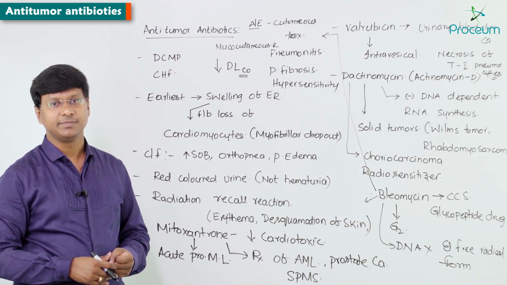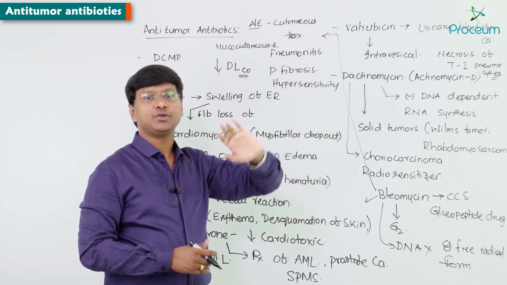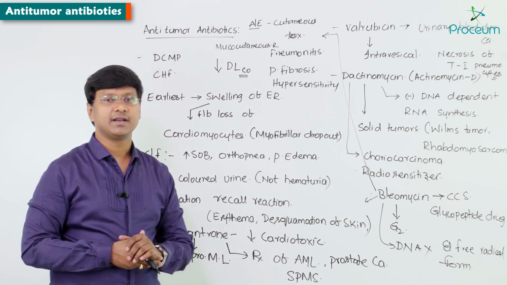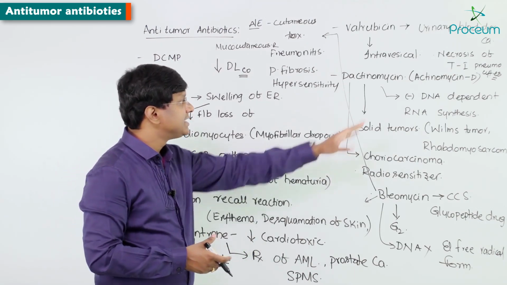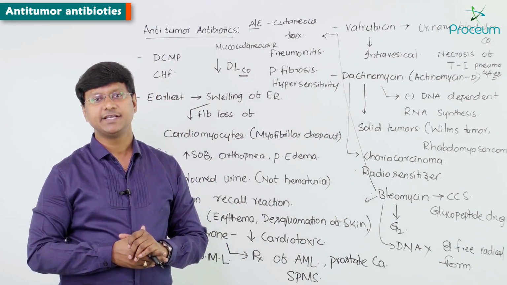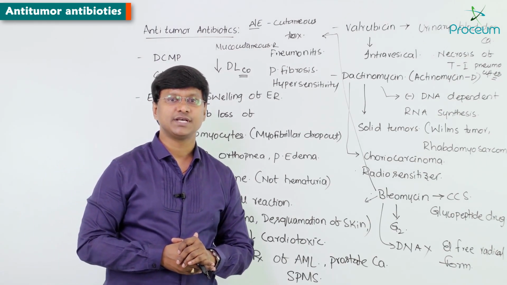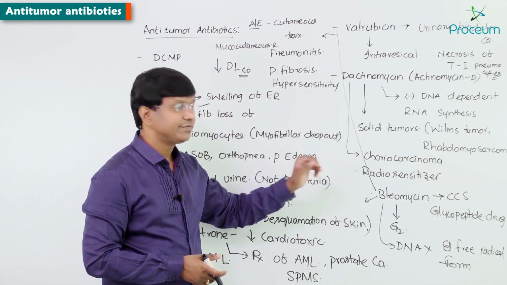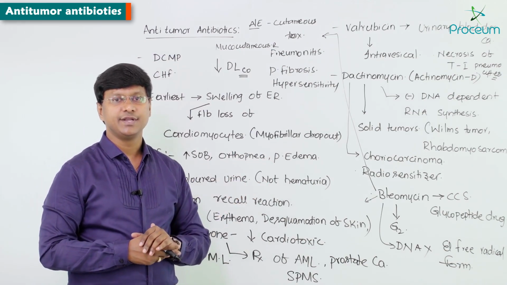And remember, this mitoxantrone is less cardiotoxic, but can result in acute promyelocytic leukemia. Then we have another drug called Daunorubicin. Valrubicin is approved for intravesical therapy in case of urinary bladder carcinoma, and you have the other drug called dactinomycin, which is nothing but actinomycin D. It acts by inhibiting DNA dependent RNA synthesis, and it is indicated for solid tumors in children, that is rhabdomyosarcoma as well as Wilms tumor, and it is also indicated in the treatment of choriocarcinoma. And remember, dactinomycin is a radiosensitizer.